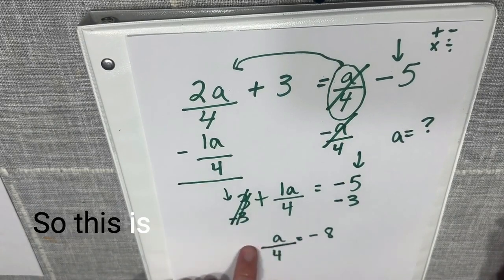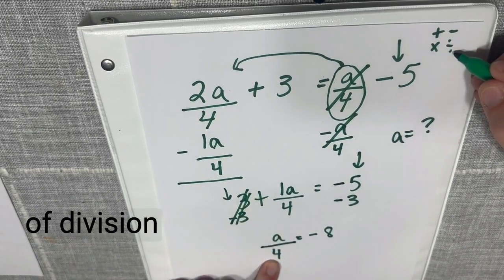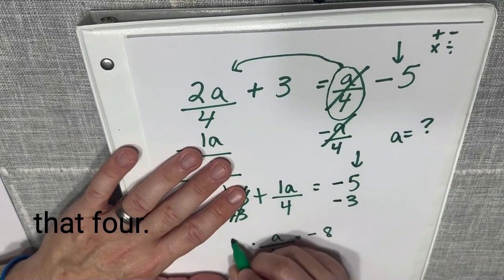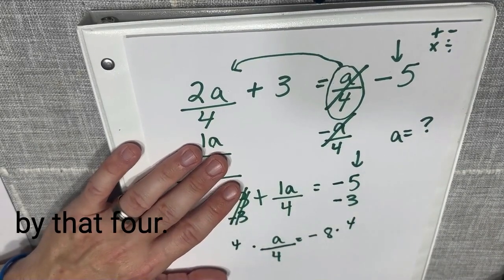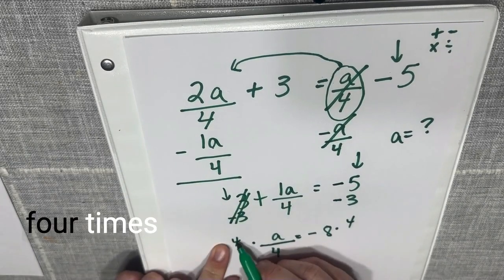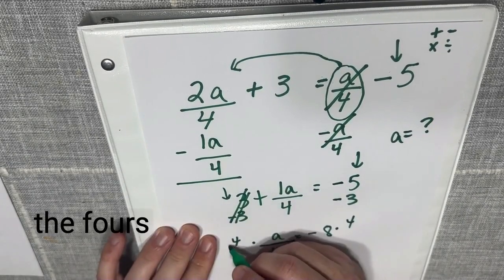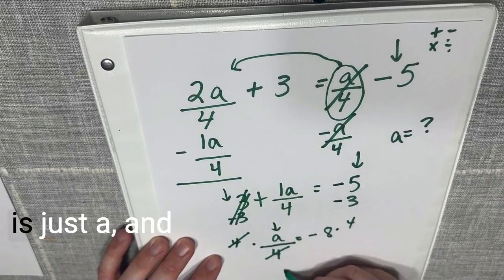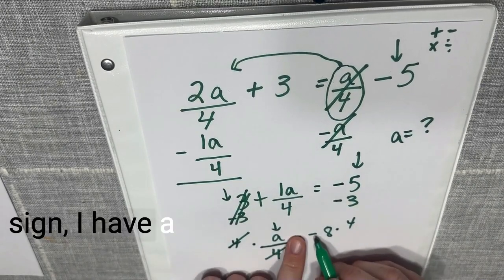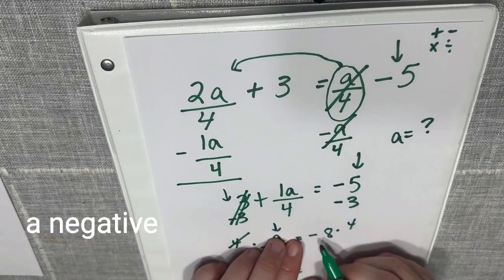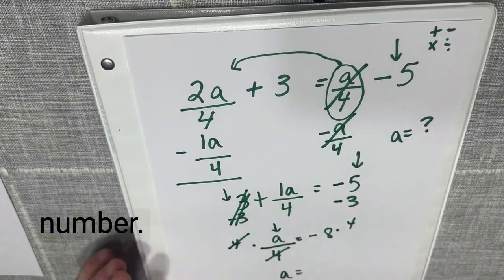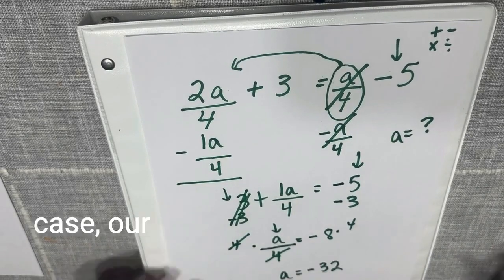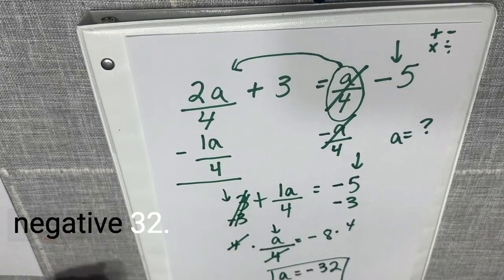So what's the opposite? This is being divided, a divided by 4. What's the opposite of division? Multiplication. So I'm going to multiply both sides by that denominator, that 4. The reason we do that is because 4 times 1/4, the 4s are going to cancel out. And again, that's always why we do the opposite, because we'll cancel those out. So the last thing we have on the left side of the equal sign is just a. And over on the right side, I have a -8 times 4. So I have a negative number being multiplied by a positive number, and a negative times a positive is a negative. So our final answer would just be a equals -32.